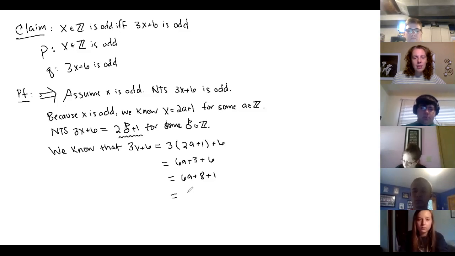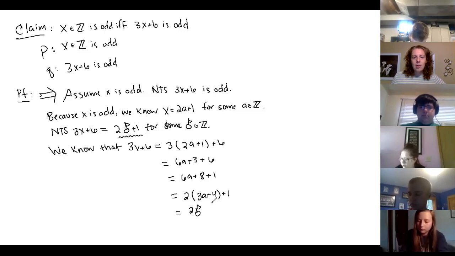That's fine. Grant, what do I want to do next? Take a 2 out, and it'd be 2 times the quantity 3a plus 4 plus 1. Cool. All right. And then Lauren, I'm almost done. That equals 2k plus 1, where k equals 3a plus 4 living in the integers. Keep talking. Living in the integers.